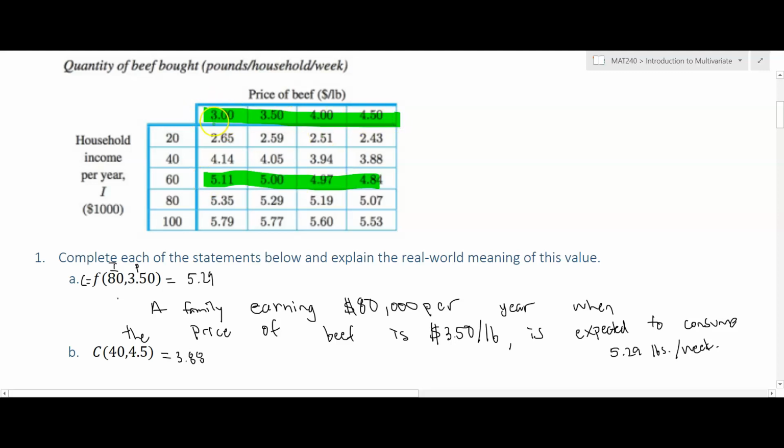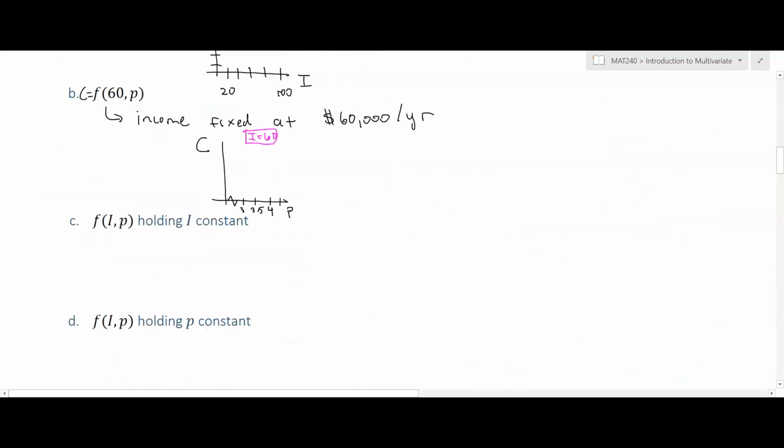So for $3 a pound, I would plot 5.11 as the consumption. So 1, 2, 3, 4, 5, 6. 5.11 would be right about there. So this would be the point (3, 5.11). So I could say again that if the price of beef is $3 per pound, then the consumption will be 5.11 pounds per week, but only for families earning $60,000.